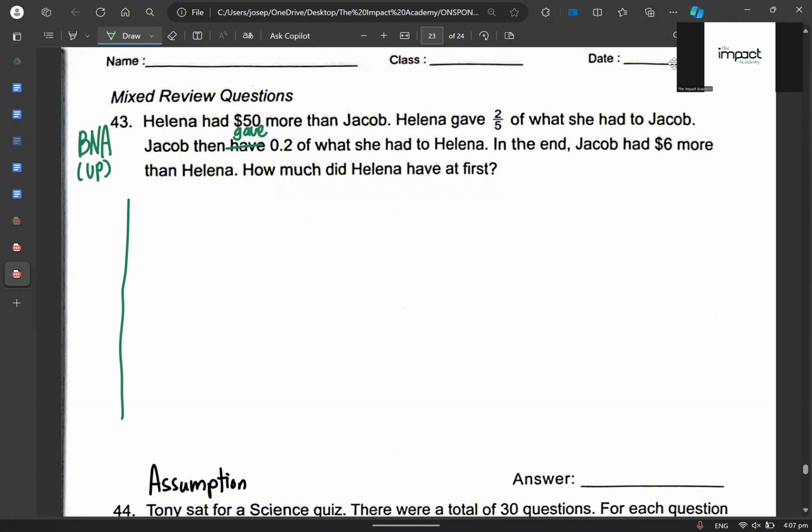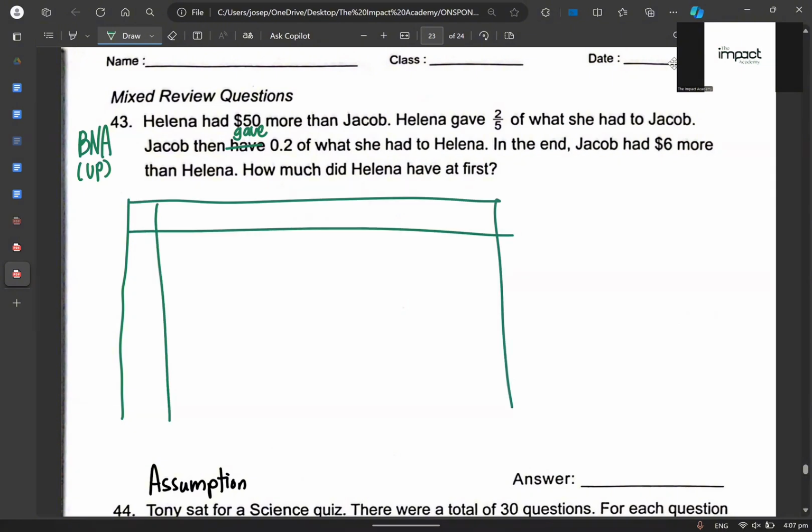Okay, this is definitely up. Now, he had how much more than Jacob? 50, yeah? So what we want to do is have Helena over here and Jacob over here. We draw our before and after table first.